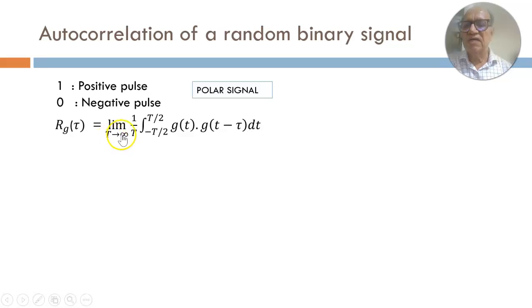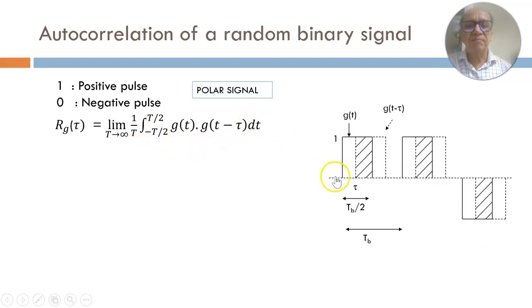Again, you are referred to signals and systems books. So limit T approaching infinity, 1 by T, integral from minus T by 2 to plus T by 2. So essentially you are taking the signal, delaying it by tau seconds, calculating the product and finding the area, the average area under the product. That is what we are doing. So let us look at this process graphically.